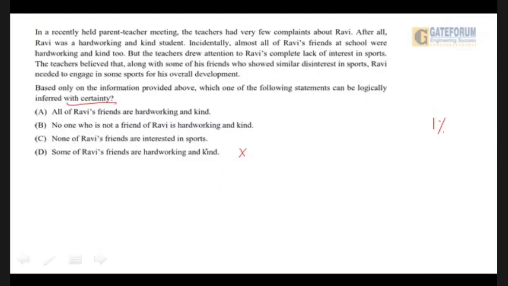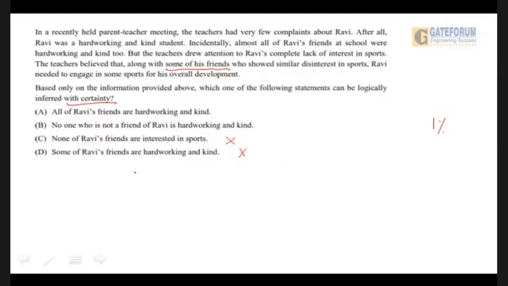None of Ravi's friends are interested in sports. This is hopelessly wrong. Because it is said that some of Ravi's friends showed similar disinterest in sports. So this is also wrong.